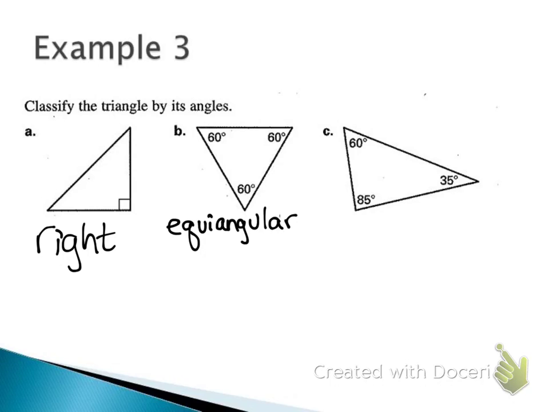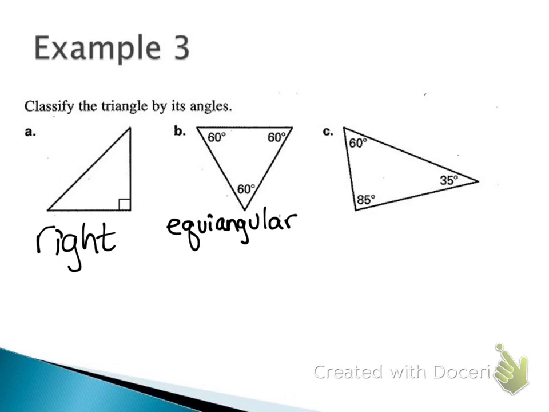Why did you choose obtuse? Because I did the math and I added up to 180. Interesting. That is not the definition of obtuse. Because if that were the case, B would have been obtuse also. 60 plus 60 plus 60 is also 180. So I would disagree with obtuse.